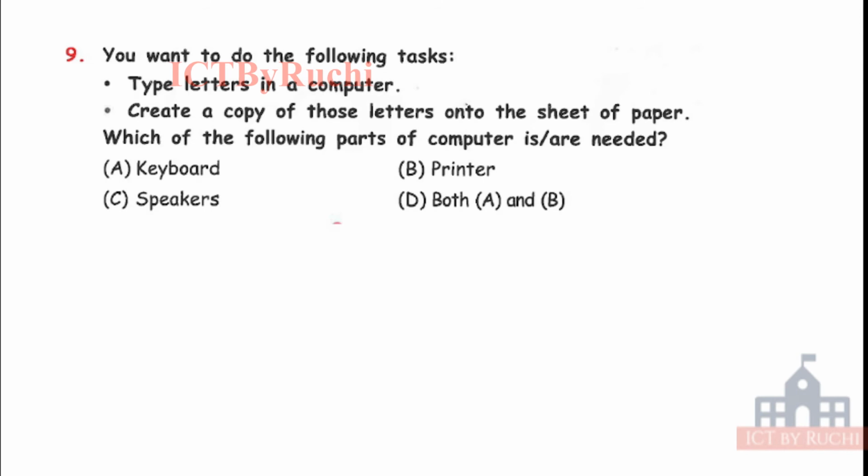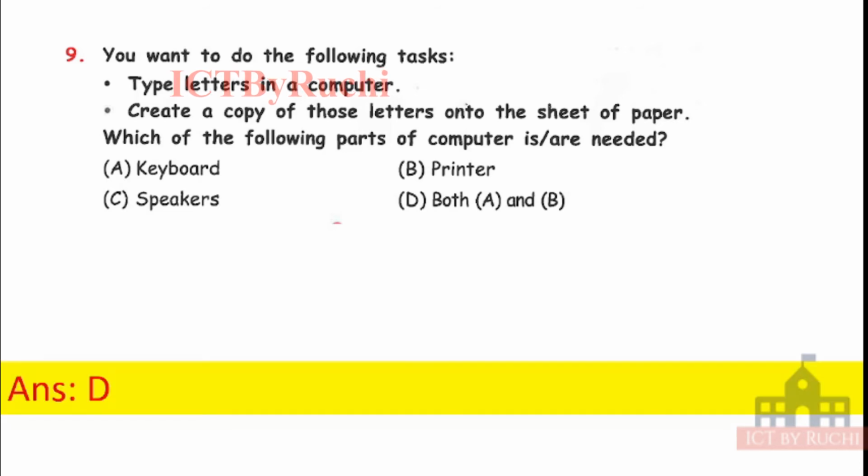Next question. You want to do the following task: type letters on a computer and create a copy of those letters on a sheet of paper. It means firstly you are typing and then you are taking a printout, because you are putting those letters onto a sheet of paper. So which of the following parts of a computer is needed? A, keyboard, B, printer, C, speaker, D, both A and B. So think. Answer is D, both A and B, because A, keyboard, is used for typing letters, and B, printer, is used to take them on a sheet of paper.